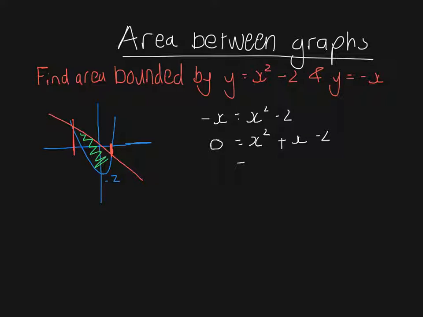So this is quite an easy one. We can just see it factorizes into x plus 2 and x minus 1. So then if we solve it, it gives us x equals negative 2, so this value here is negative 2, and x equals 1. So we are going to integrate the function from negative 2 to 1.